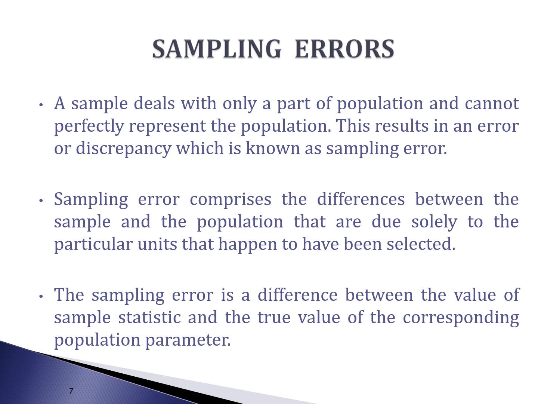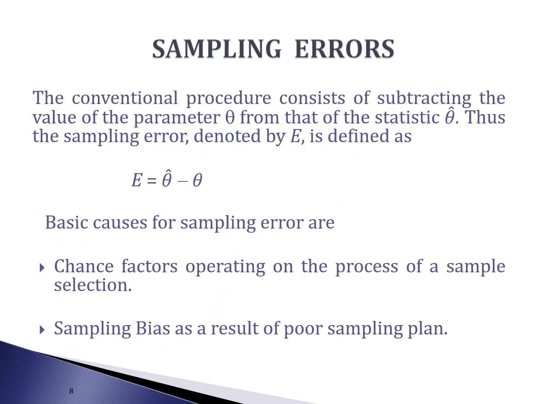A sample deals with only a part of the population and cannot perfectly represent the population. This results in an error or discrepancy which is known as sampling error. Sampling error comprises the difference between the sample and the population that is due solely to the particular units that happen to have been selected. The basic causes of sampling error are chance factors operating in the process of sample selection, and sampling bias as a result of a poor sampling plan.